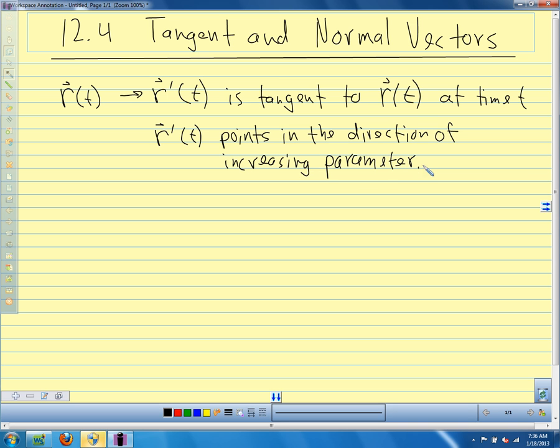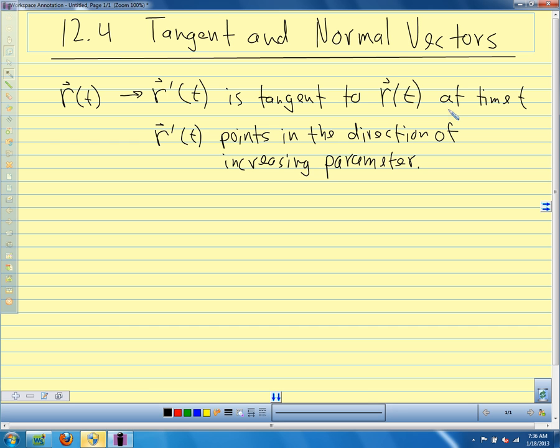Well, we can extend this thinking and interpret r prime as a tangent vector that points in the direction of increasing parameter of any vector valued function. We don't have to interpret it as a position and a velocity. We can just say that r is some vector valued function. R prime is a vector that's tangent to r at a particular time t, and r prime points in the direction of increasing parameter. So we don't necessarily have to think of it as position, velocity, and acceleration to extend that interpretation to any general vector valued function.